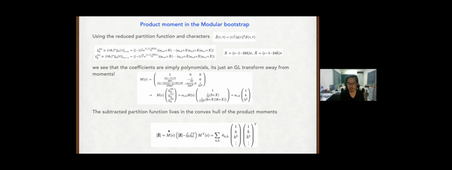So basically the statement is that you take the torus partition function expanded around the self-dual point, subtract the identity part, and then perform a GL rotation. You get exactly the product moment that we just saw. And if we're trying to find the gap, the twist gap, and so forth, you just do a further GL transformation, such that you still get the same geometry, but the geometry starts from the gap, and therefore you can just apply whatever constraints we're going to have on this rotated form.